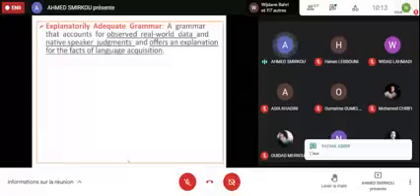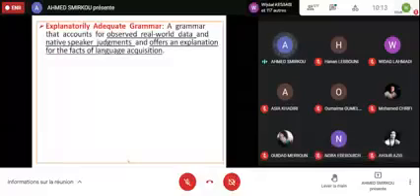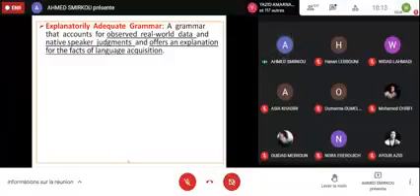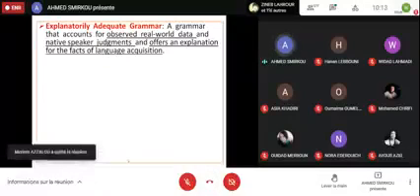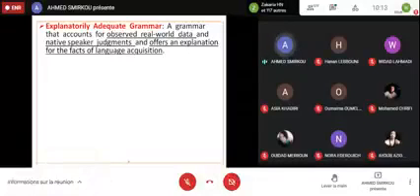So the last category or type is explanatory adequate grammar. This explanatory adequate grammar includes all of them. It includes observational adequate grammar and descriptive adequate grammar. So it's a grammar that accounts for observed real-world data. This is what we talked about in observational adequate grammar, and native speakers' intuitions and judgments. This is what we talked about in descriptive adequate grammar, and this is what is new: it offers an explanation for the facts of language acquisition.